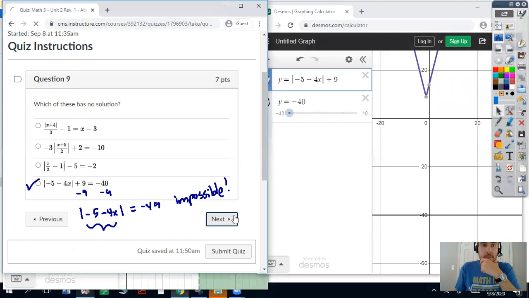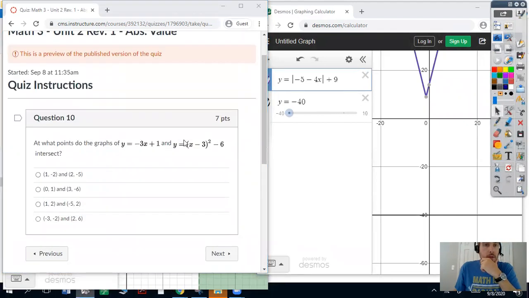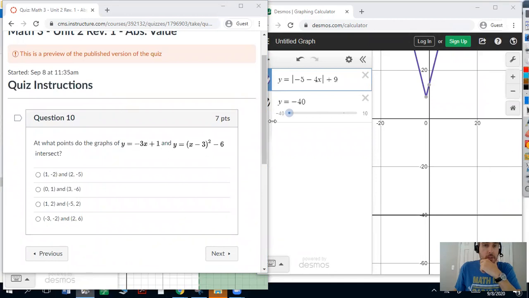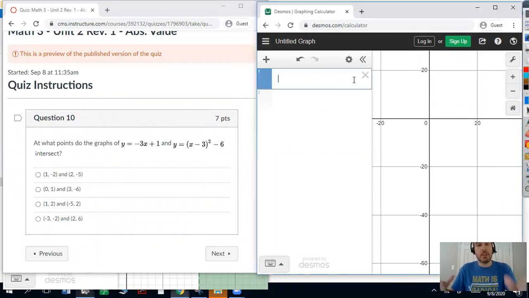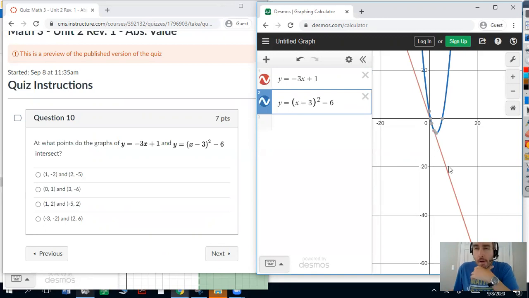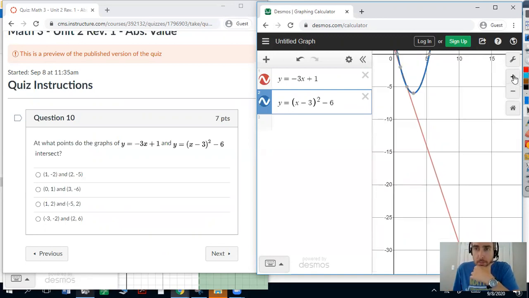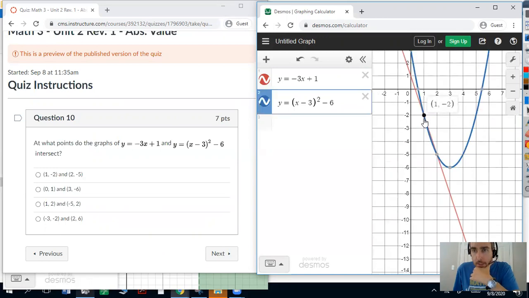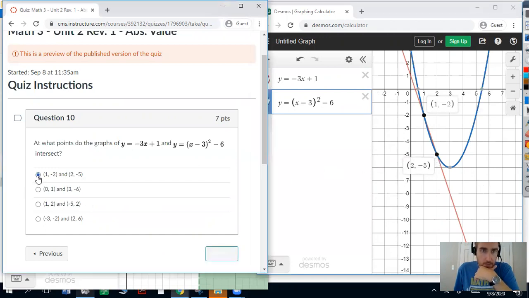All right, next. At what points of the graph so y equals negative 3x plus 1 and y equals, parentheses x minus 3 squared minus 6 intersect? Just graph them. There's that one. Y equals, and let's see, let's zoom in a little bit. Looks like they cross at 1, negative 2 and 2, negative 5. 1, negative 2 and 2, negative 5. Just click on where they cross each other, not the x-axis or the y-axis, but each other.